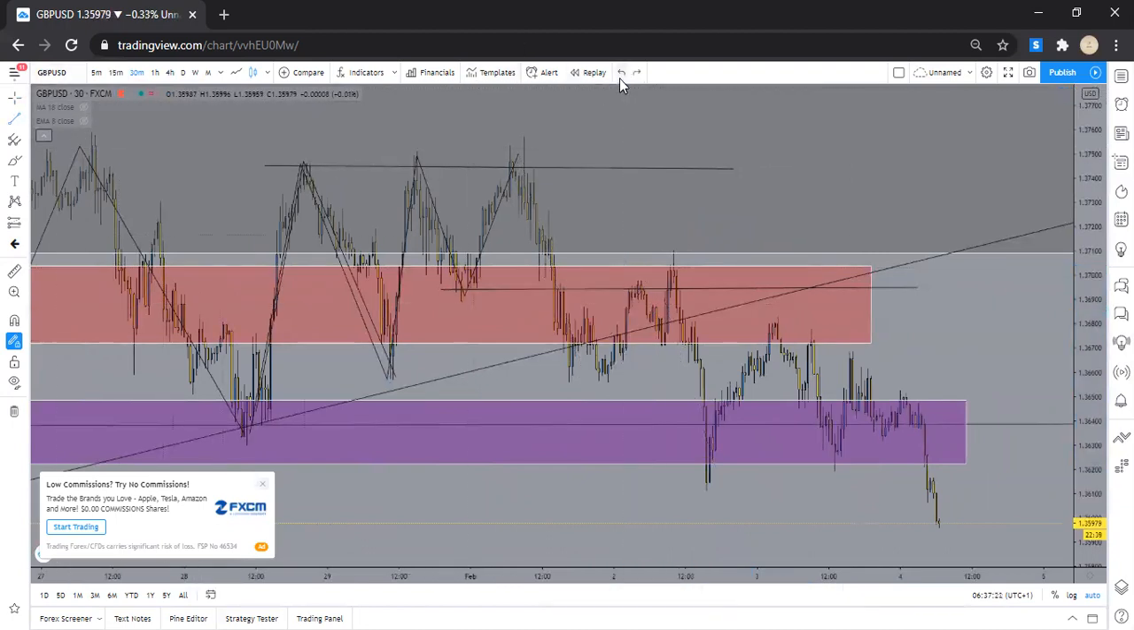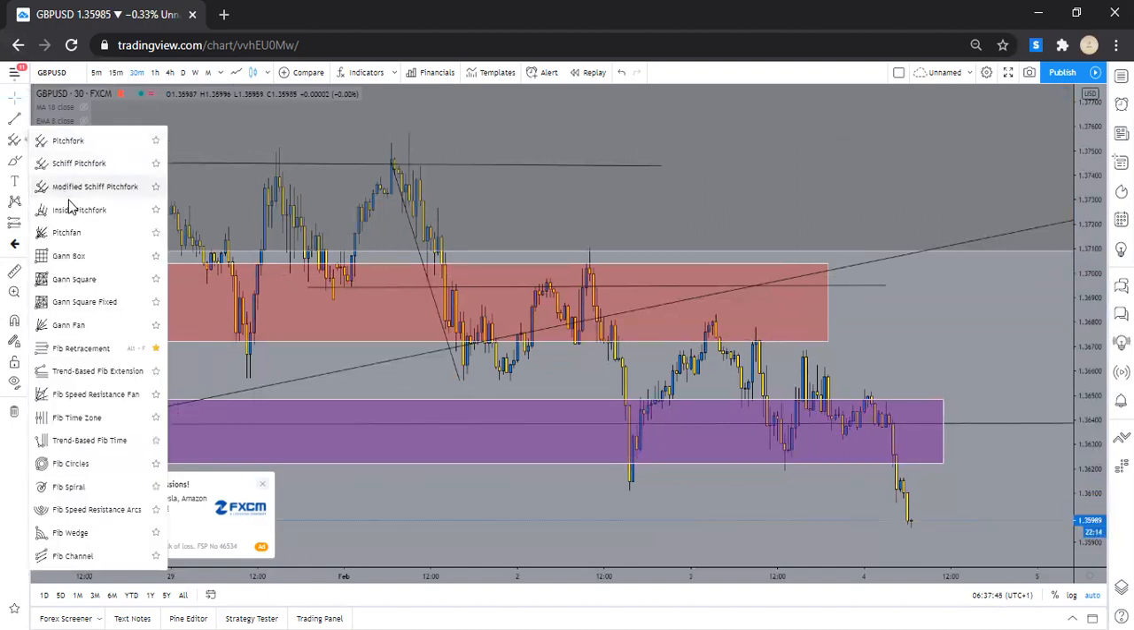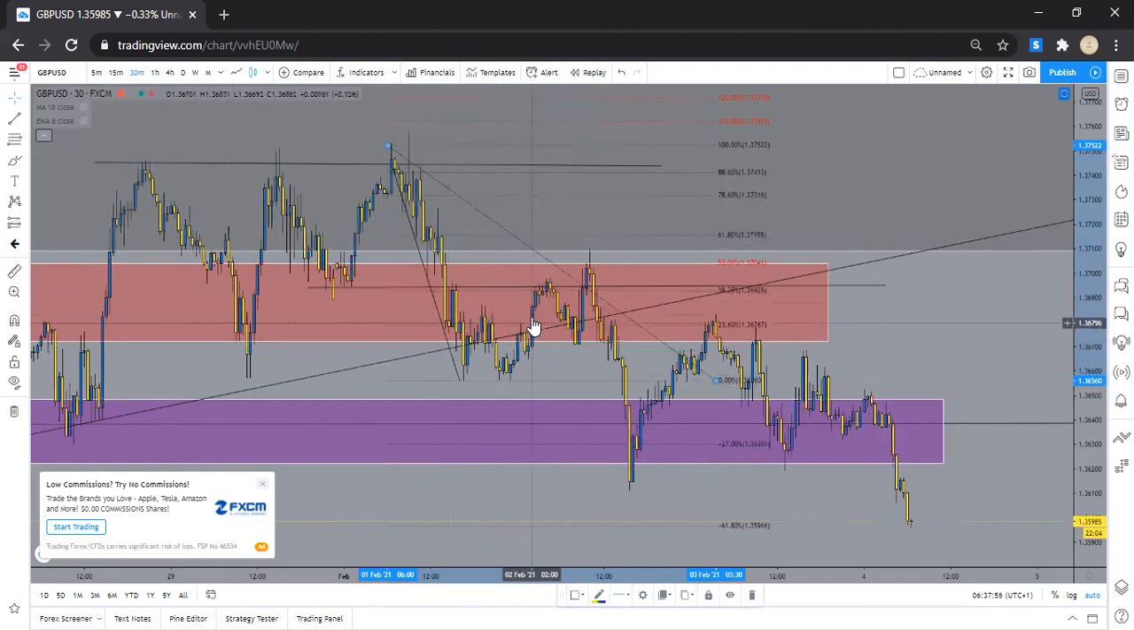Let's continue. So I saw the break in structure. Then at the site of a support, I pulled out my Fibonacci to test for retracements, and you can see that the market retraced to 38.2, had some type of bullish momentum up here. If you draw this trend line, we see some type of bullish momentum.